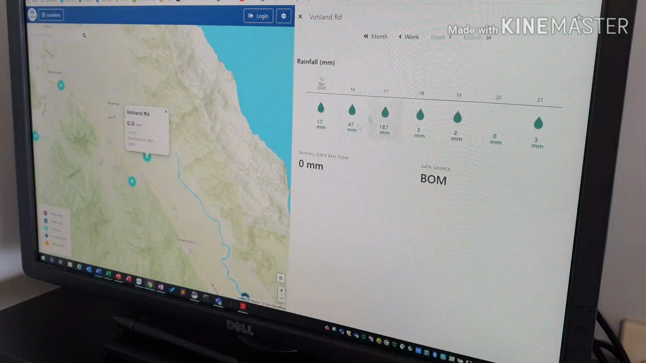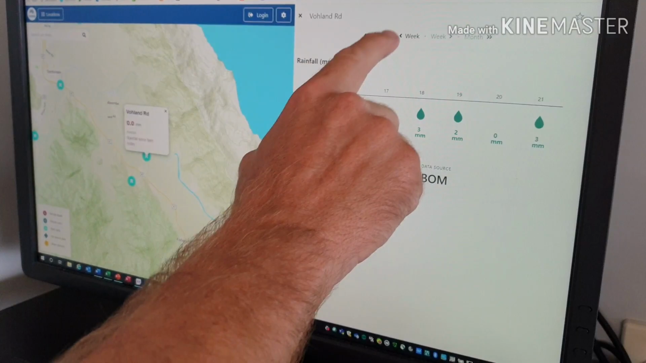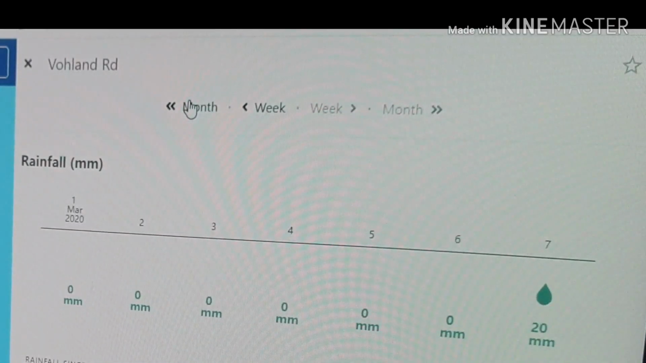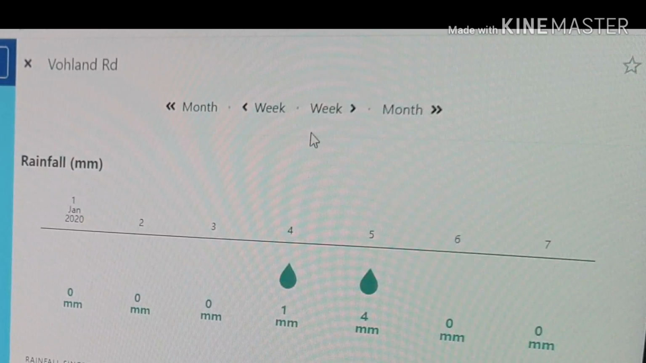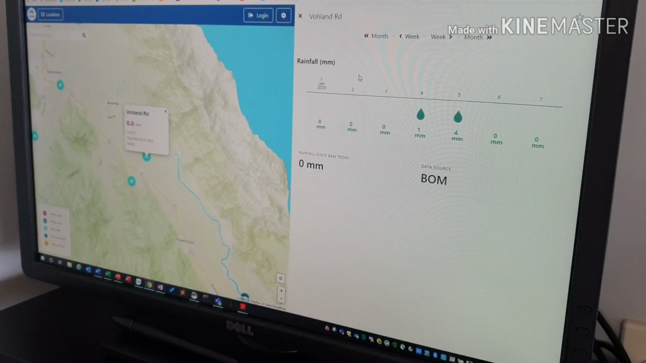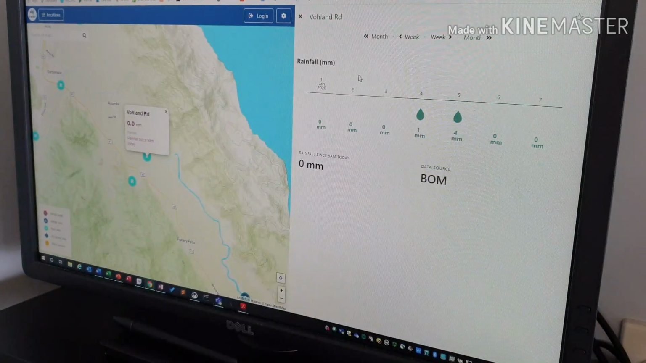Now we can only see 7 days worth of rainfall data at a time, but we can use this button up here to scroll back to the beginning of each month. We can go back to March, to February, to January, and then we can use these buttons here to scroll through week by week within the month. So if we have a look at the first week of January, we didn't get very much rain.